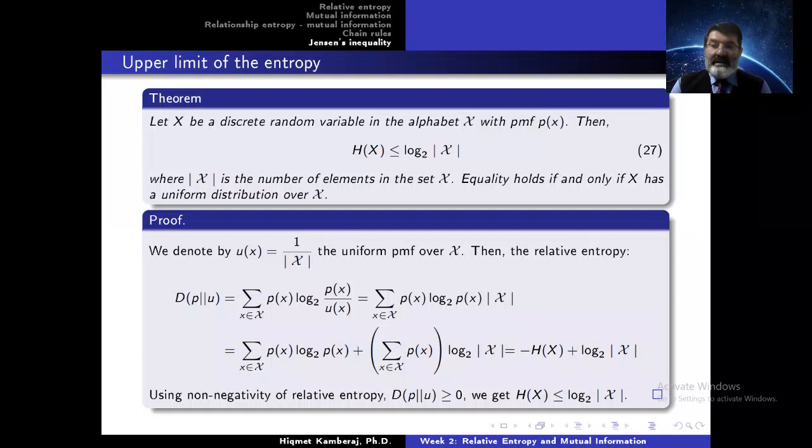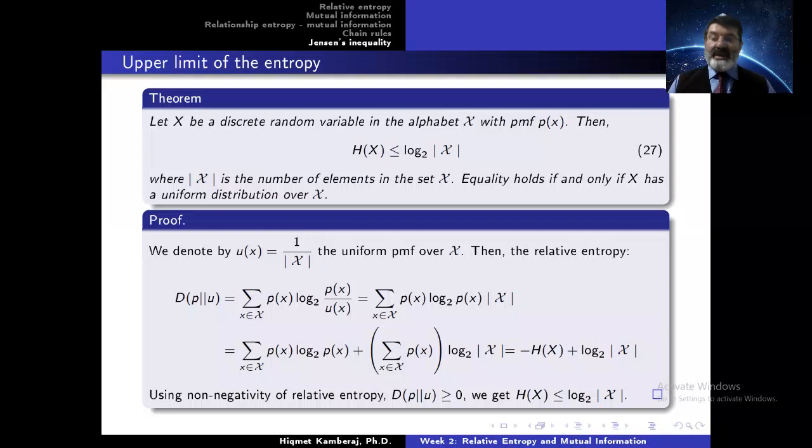Now, another theorem is the so-called upper limit of the entropy. Let X be a discrete random variable in the alphabet chi with probability mass function p of x. Then the entropy of X is less than or equal to the log with base 2 of the cardinality of the alphabet set chi. The cardinality of the alphabet set chi is actually the number of elements in the set chi. And the equality holds if and only if X has a uniform distribution over the set chi.